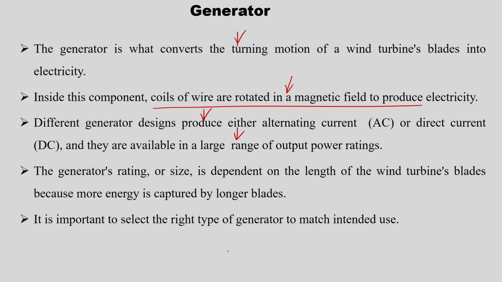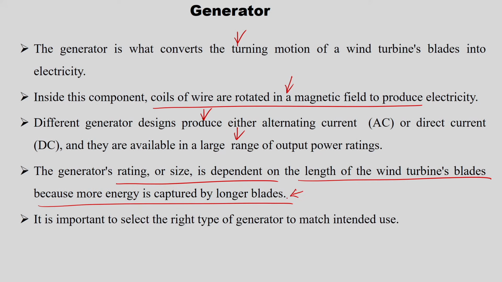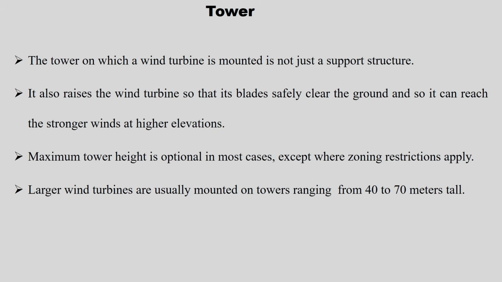output power ratings. The generator rating or size depends on the length of the wind turbine blade, because more energy is captured by longer blades. If more energy is captured, you need a generator with that rating for the electrical output. It is important to select the right type of generator to match the intended use. It is based on the designer, who designs to convert the wind power into electrical power.